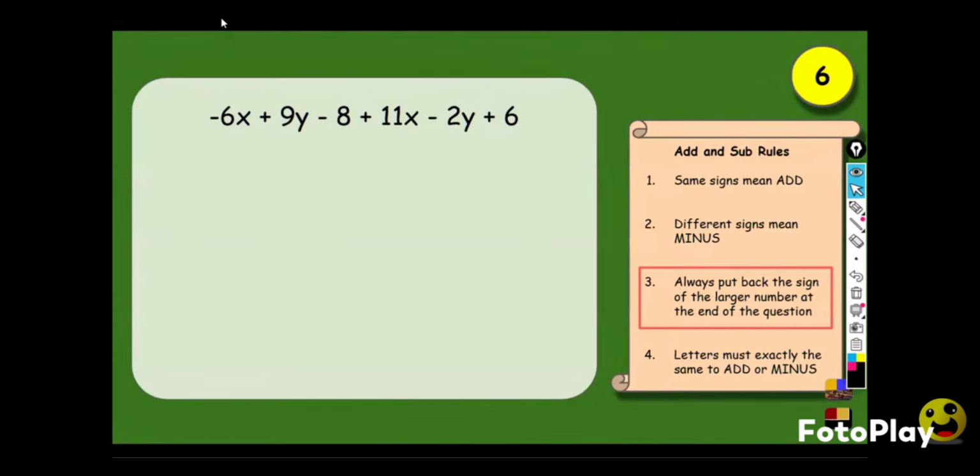Now the question is, if you have different letters like X and Y, which do you deal with first? Do you have to do the X's first? Do you have to do the Y's first? The truth is, it really doesn't matter. But I'm a person who likes to go in alphabetical order. That's just how my brain is. So X comes before Y in the alphabet, right? So I'm going to group all the X's together first.